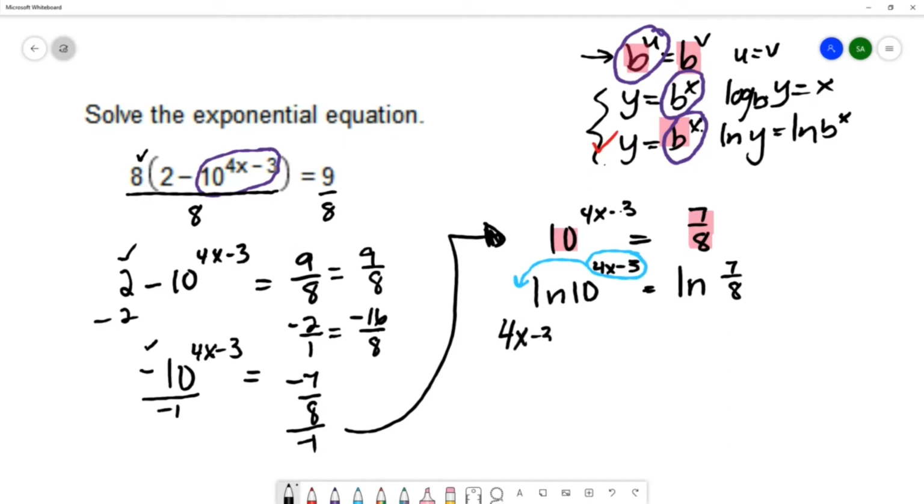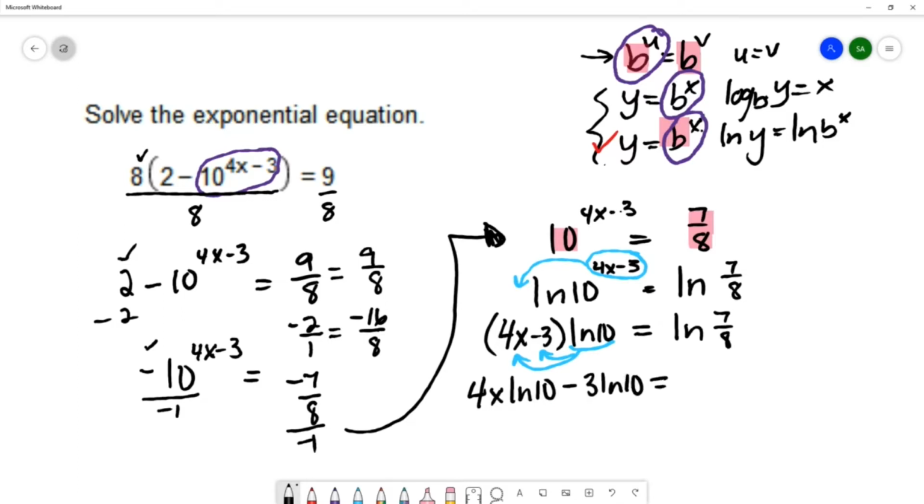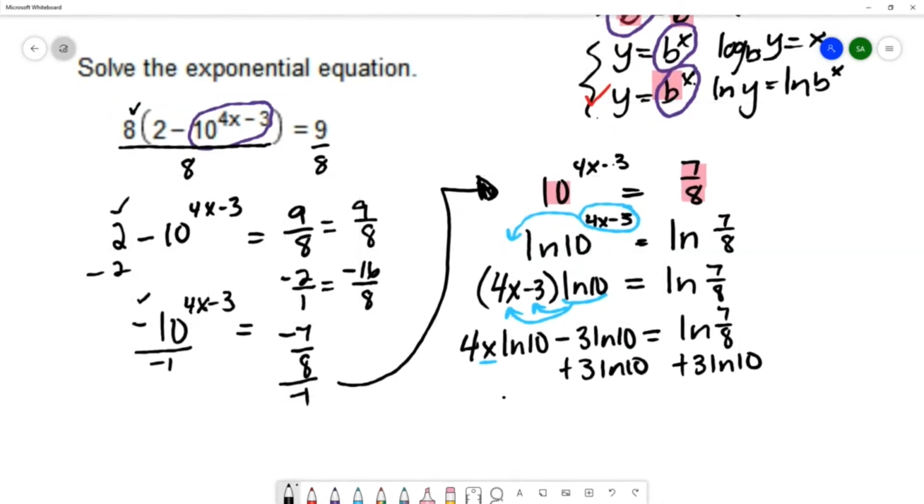So we have 4x minus 3 multiplied by natural log 10 equals natural log of 7/8. I'll use the distributive property, and I'll distribute this natural log of 10 to both terms inside the parentheses. That's 4x natural log 10 minus 3 natural log 10 equals natural log 7/8. And now I only have one x. I want to isolate that x. So I'll add 3 natural log 10 on both sides. That's 4x natural log 10 equals natural log 7/8 plus 3 natural log 10. And now I can isolate that x by dividing by 4 natural log 10.